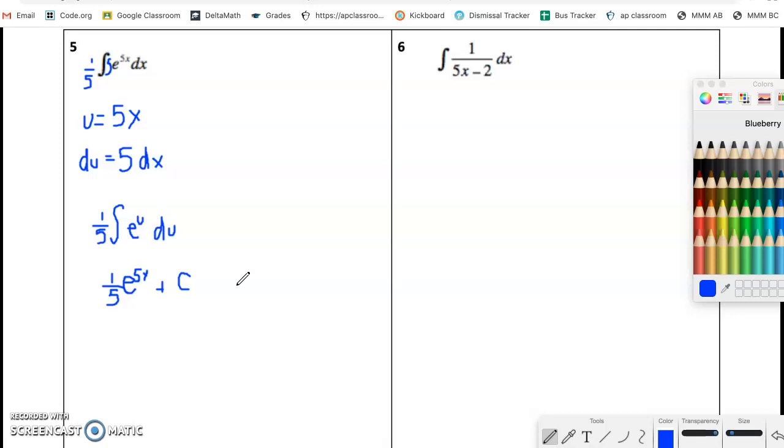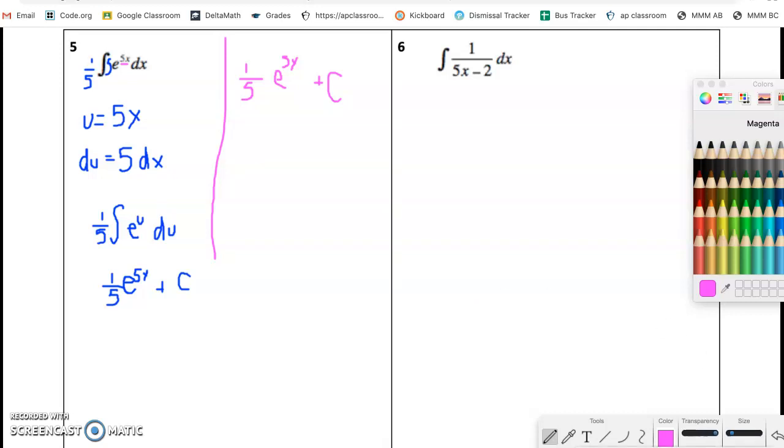Now, if I look at this, it's like that first example that we did. I can just recognize whenever I see an e, kind of the shortcut is, the antiderivative of e, if there's a constant in the exponent, is just going to be 1 over the constant, or the reciprocal of the constant, e, keep the exponent the same, plus c. That's all it's going to be.